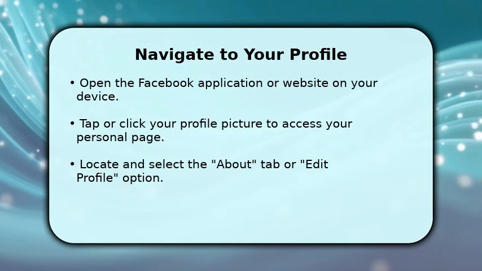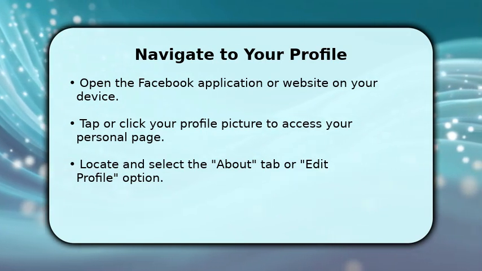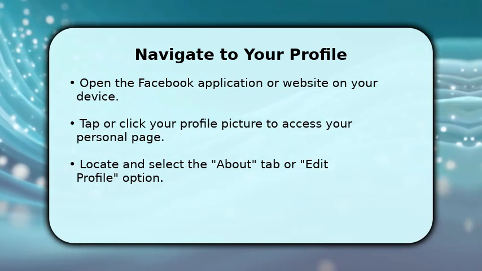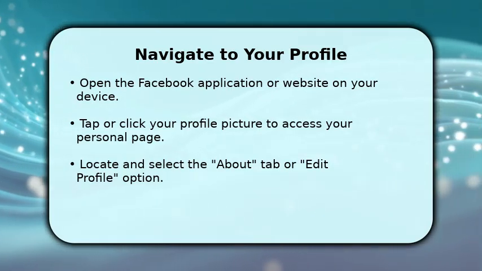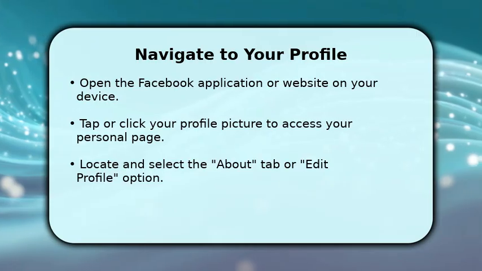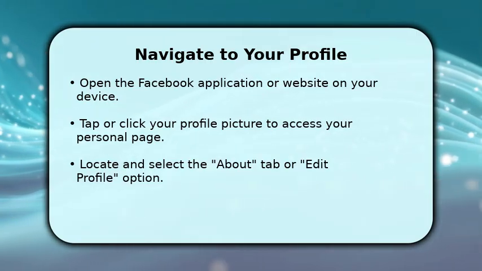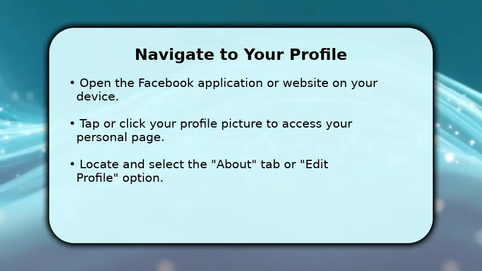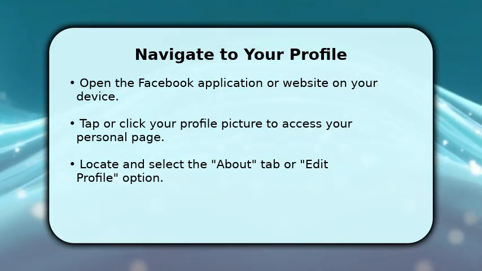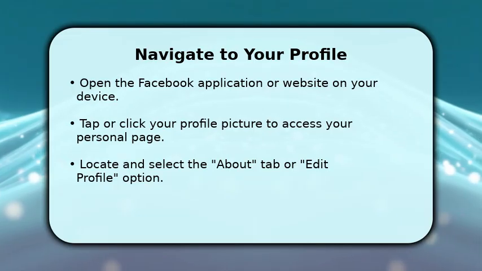First, let's get to your profile. Whether you're using the Facebook app on your phone or tablet, or accessing it through a web browser on your computer, the initial steps are quite similar. Simply open Facebook and navigate to your personal profile page. You can usually do this by tapping or clicking on your profile picture. Once there, look for the About section or an Edit Profile button to proceed.